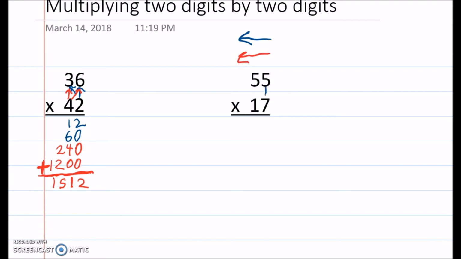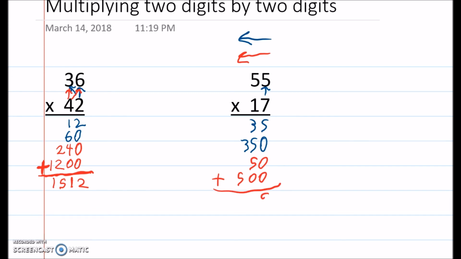So 7 times 5 is 35. That one's simple, there's no extra zeros. 7 times 50, or 7 times 5 again, is 35, but it has the extra 0. Now we do 1 times 5, but it's actually 10 times 5, so we have to remember there's that extra 0. So 1 times 5 is 5, plus the 0. And then 1 times 5 again, but plus 2 zeros. So 500. Then we add all those up.